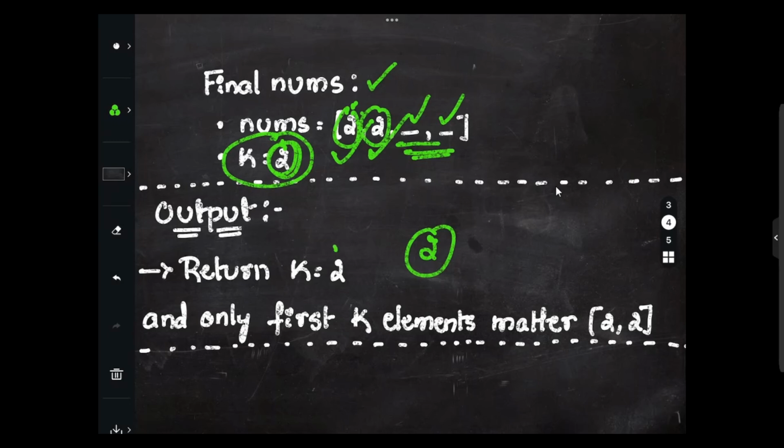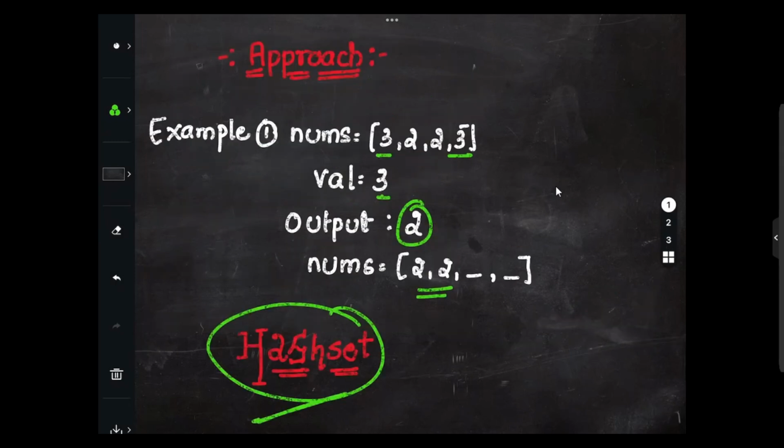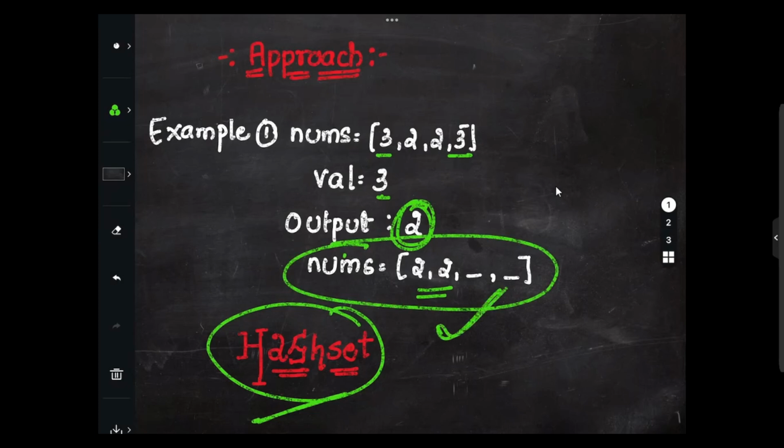So the output will be k equals 2 and only the first k elements matter, nothing but 2 2 here. The output that we got is 2 and final nums 2 2 underscore underscore, which is equivalent to the output that they have given for example 1 in the question. I hope this part is completely clear. Now we are completely familiar with the approach.